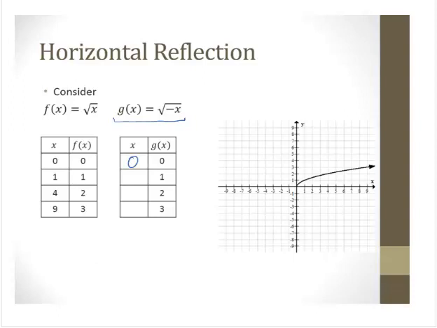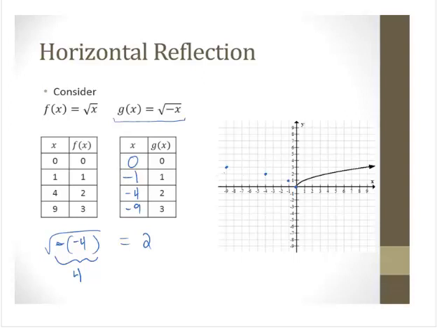Now if I want the square root of negative x to be 1, I need the square root of what number would give me 1? Well, I know this inside needs to be a positive 1, so I need the opposite of negative 1. So I'd have to substitute negative 1. All right, using a similar process, if I want the output to be 2, I would need this inside to be 4. The opposite of negative 4 would give me 4. And similarly, I'd have a negative 9 here. All right, plotting these points: (0, 0), (-1, 1), (-4, 2), and (-9, 3).